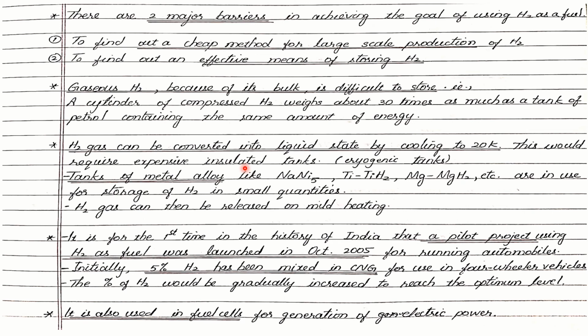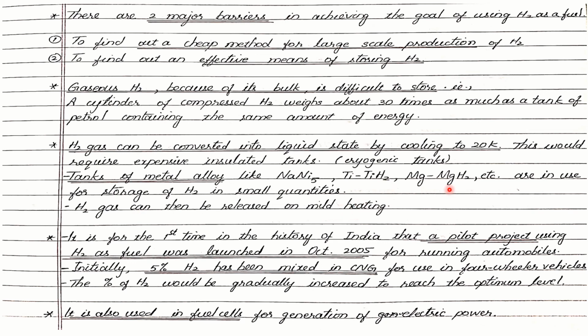For this reason, the only alternative left is to store hydrogen in tanks made of metal alloys as interstitial hydrides like NaNi5, titanium hydride, magnesium hydride, and so on. These tanks made of metal alloys are in use for storage in small quantities. Hydrogen gas can then be released on mild heating of these interstitial hydrides.